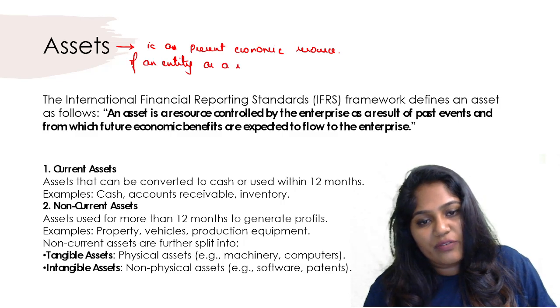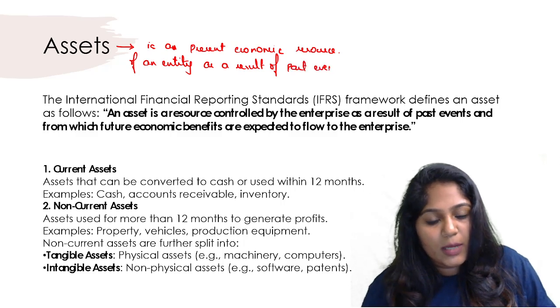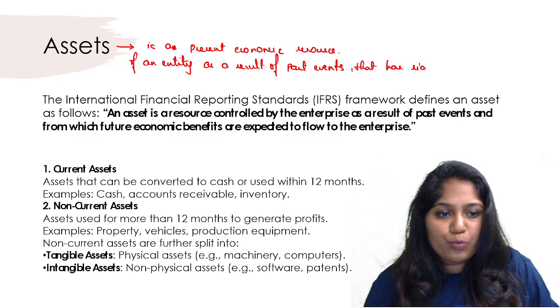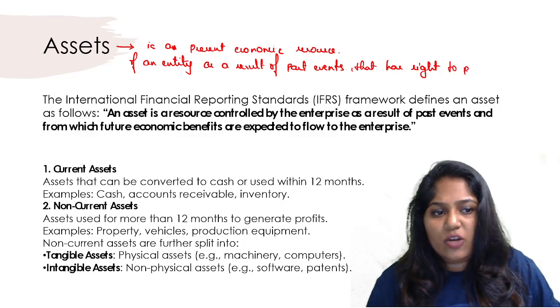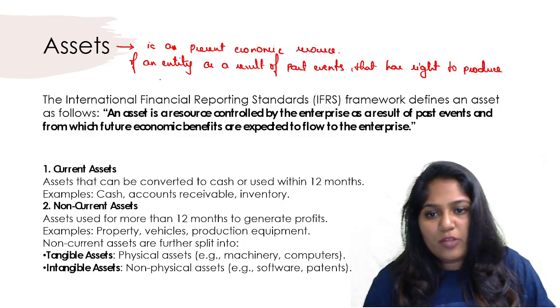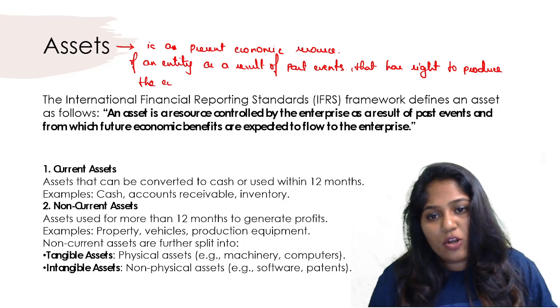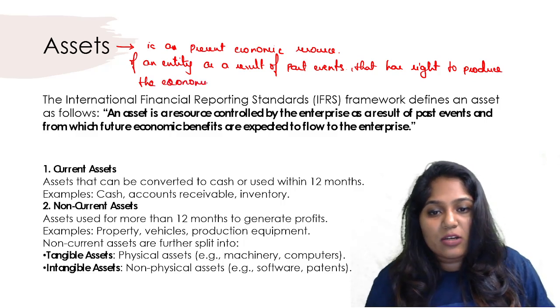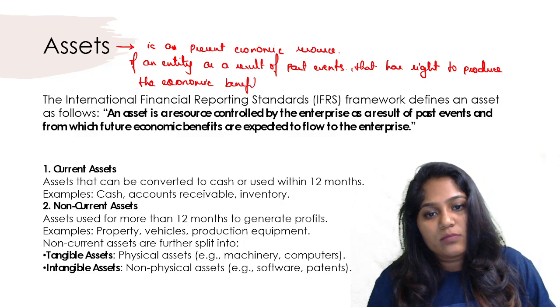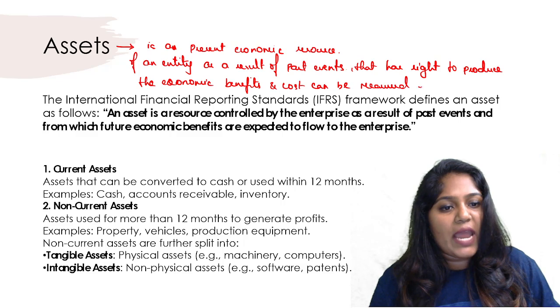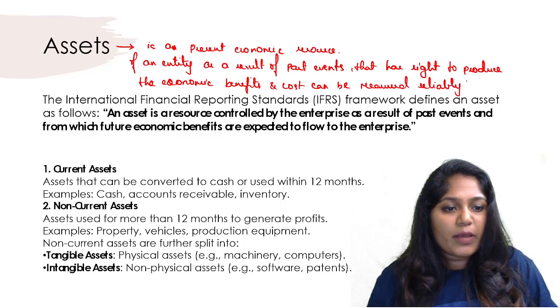as a result of past events that has the right to produce. See, I'm not writing anything extra. Whatever we discussed, I'm writing the same thing. Produce what? The right to produce or generate economic benefits, and the cost can be measured reliably. If these things are satisfied, I can go ahead and consider this as my asset in my books of accounts.